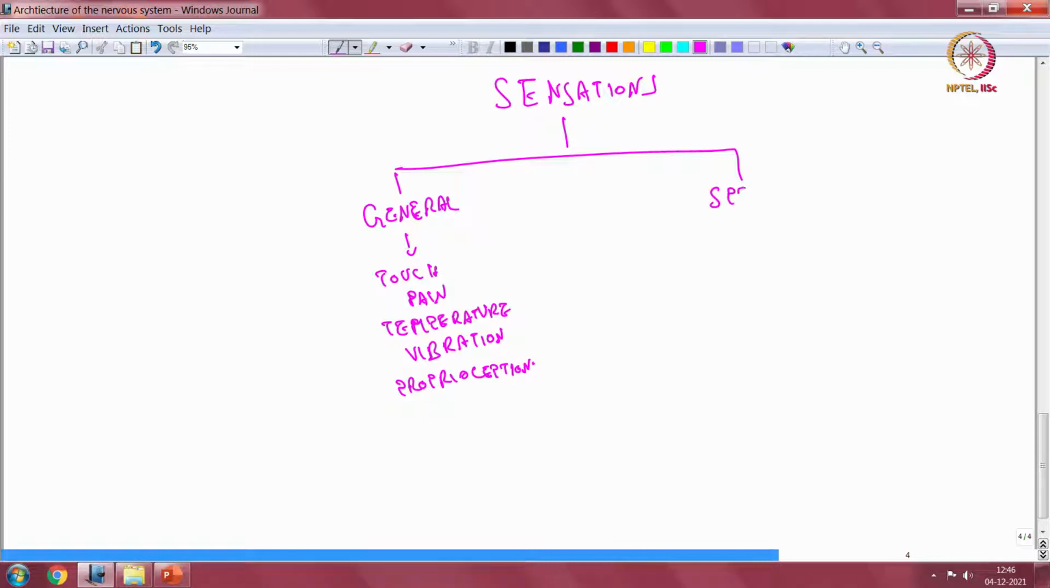And there are special senses: vision, hearing, taste, what else? Oh, ESP, of course. Vision, hearing, taste, smell.